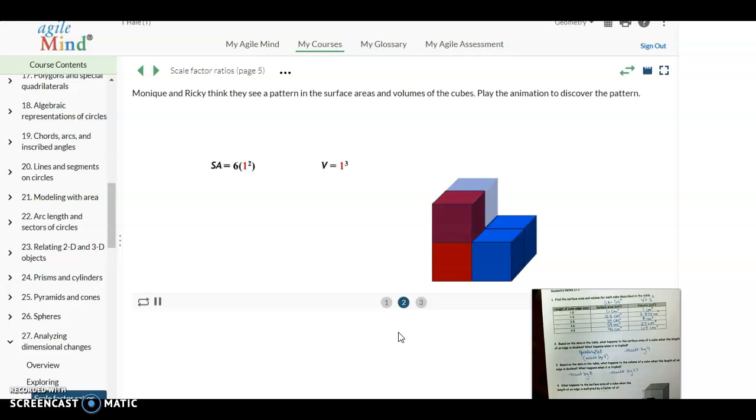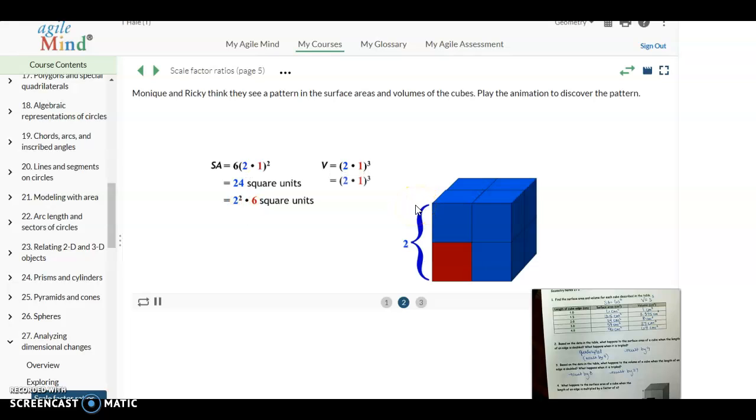Let's change our cube. Let's double the side lengths. So now every side has a length of 2. Now the surface area is 6s squared. We doubled the side length. So this is 2 times 1 squared, 2 times 1 cubed. So our surface area is 6 times 2 squared, which is 6 times 4, which is 24 square units. Our volume would be 2 cubed, which is 8 cubic units.